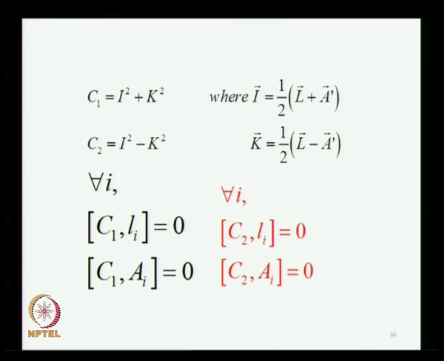Do the same with C2. For every I, you will find that C2 also commutes with all the 6 components, and that pretty much settles the issue that C1 and C2 are Casimir operators.